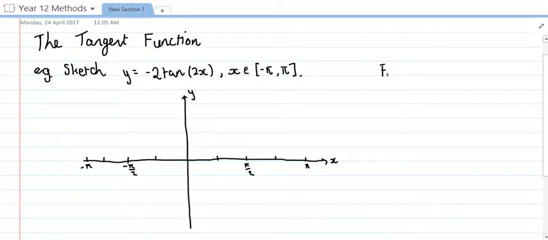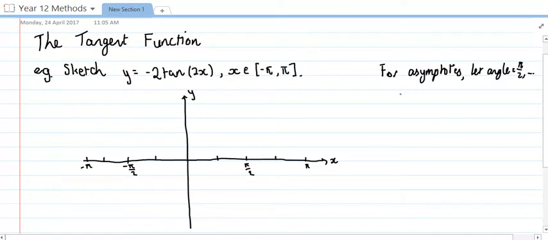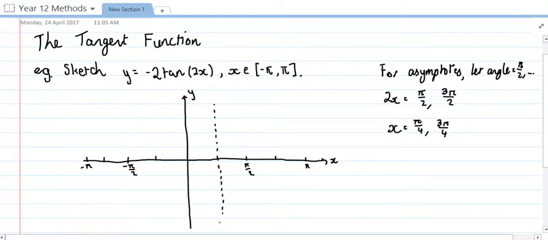So for asymptotes, let the angle equal pi on 2 and so on. Okay, so the angle in this case is 2x, and I'm going to make that equal pi on 2, and 3 pi on 2 was the other option. So if 2x equals that, then that means x equals pi on 4, and also 3 pi on 4. So here's pi on 4 here, so I'm just going to mark that asymptote on right now. So x equals pi on 4, and the other one was 3 pi on 4, which is right here. So x equals 3 pi on 4.